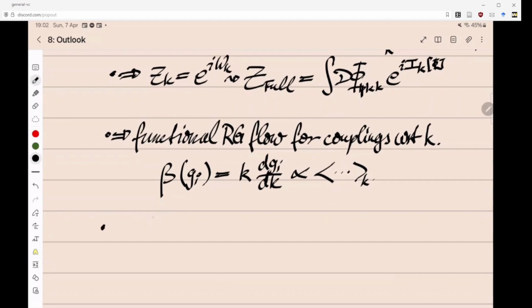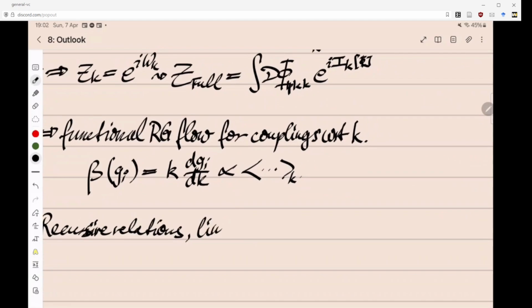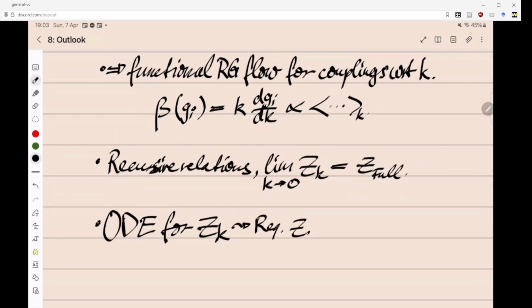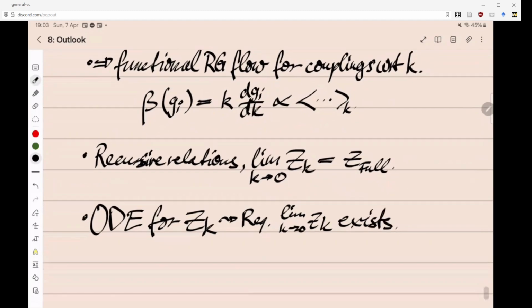Then overall you get recursive relations. And you also get a certain limit. The limit where k goes to 0 is where your path integral contains all of the modes. This gives you the full path integral. So in principle, you can see this whole setup as an ODE for Z_k, and you require that the limit of Z_k, k to 0, exists. Then the theory is well defined to all energies.